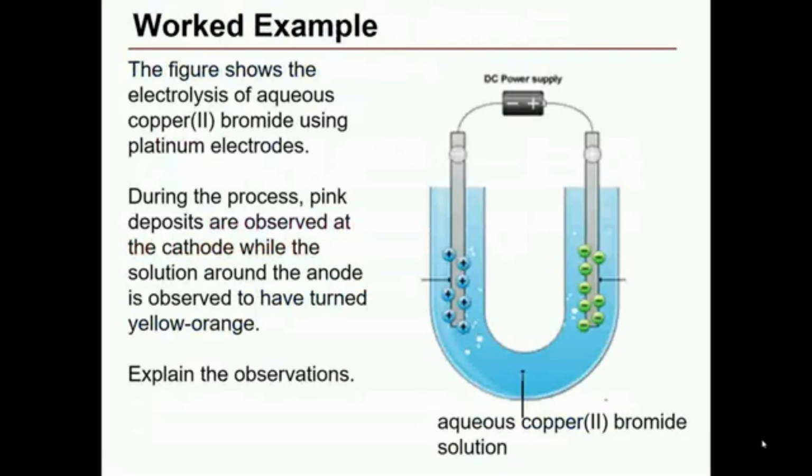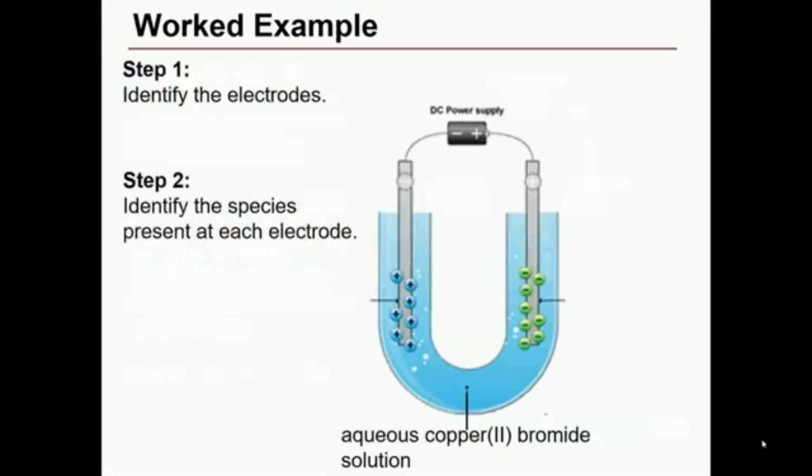This is another example using the electrolysis of copper(II) bromide with platinum electrodes. It is observed that during the electrolysis process, pink deposits are observed at the cathode, while the solution around the anode is observed to have turned yellow-orange in color. You are to explain the observations. To do this, first we identify the type of electrodes used. In this case, it is platinum, which is an inert electrode.